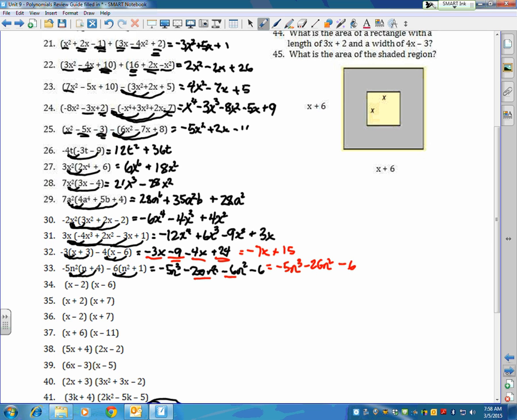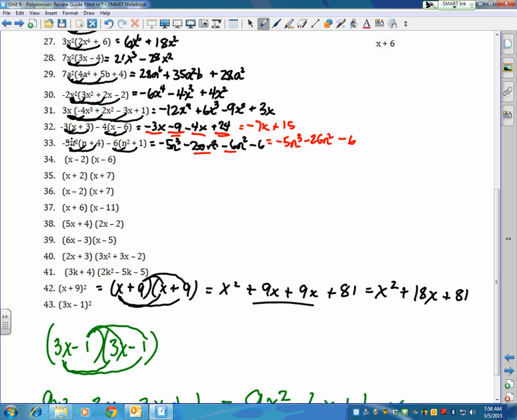Now, the rest of these you can either use FOIL or you can use double distributive. It does not matter to me. All right, let's take a look. You have x times x, which is x squared. You have x times negative 6, which is negative 6x. You have negative 2 times x, which is negative 2x. And you have negative 2 times negative 6, which is positive 12.